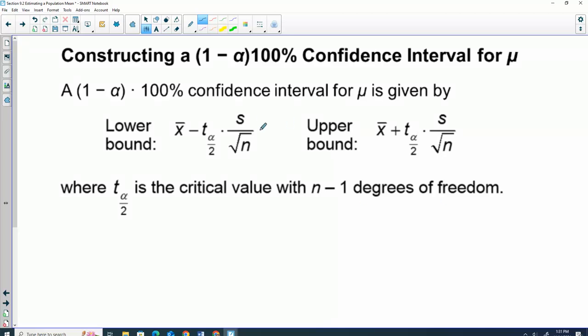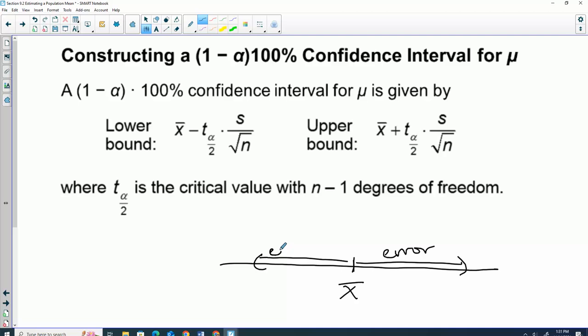So if we're doing this, we have the formulas for upper and lower bound. If you look on your formula sheet, it does list them together with a plus and minus in between. So yesterday, it was all centered around p hat. This one is centered around the mean. So it's x bar plus your error and x bar minus your error. Okay, so the error is this t alpha over 2 times s over the square root of n. But same thing, it's centered around x bar. We're just getting a window of values.